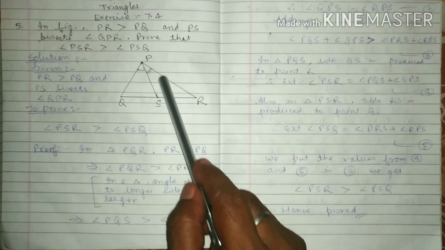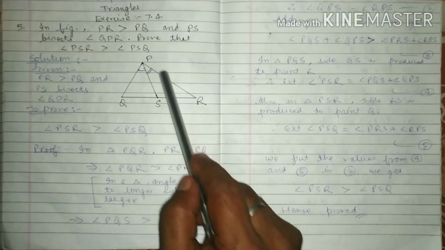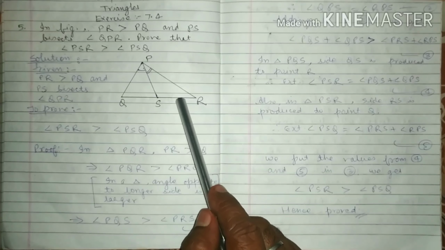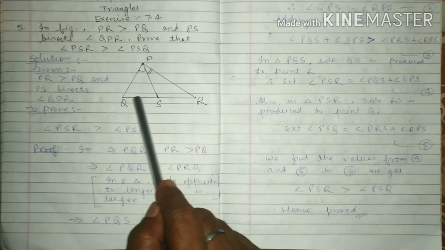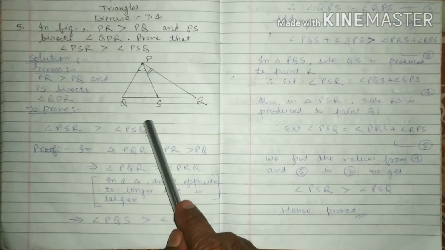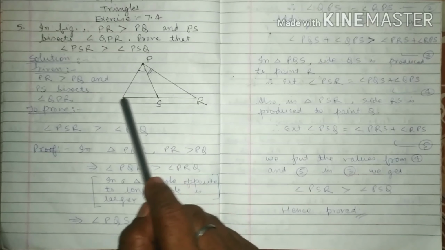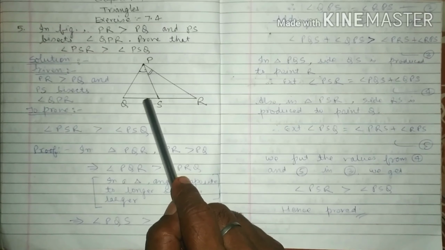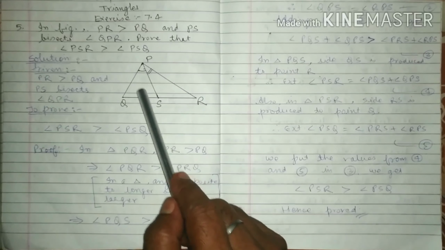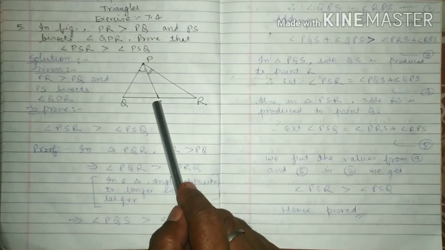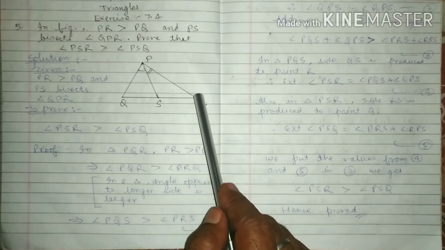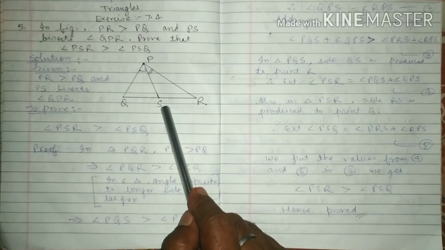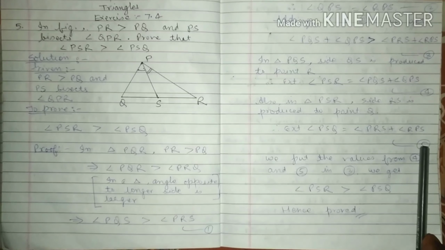Also, in triangle PSR, side RS is produced to point Q. Therefore, exterior angle PSQ is equal to angle PRS plus angle RPS. We consider this as equation 5.